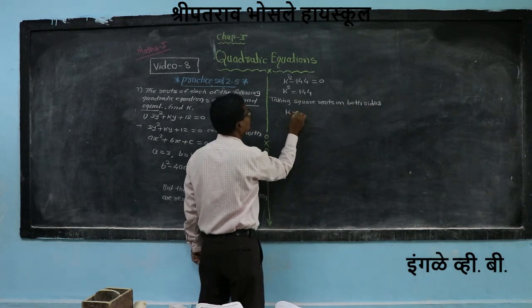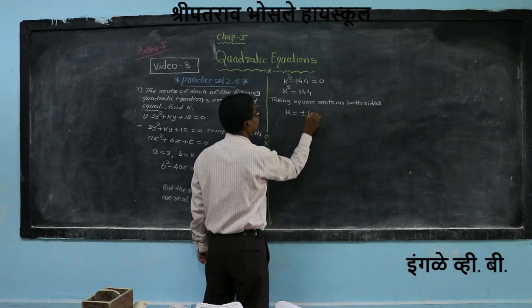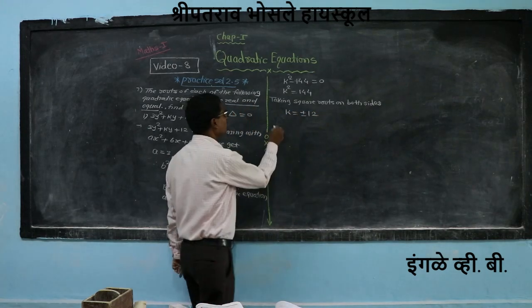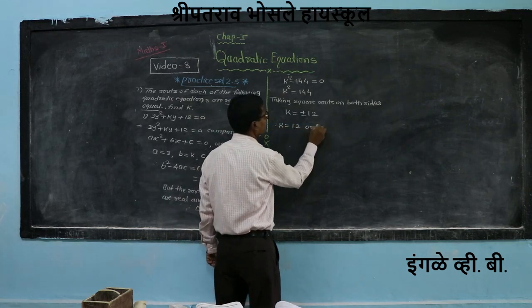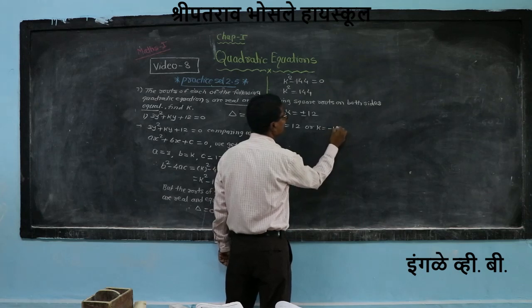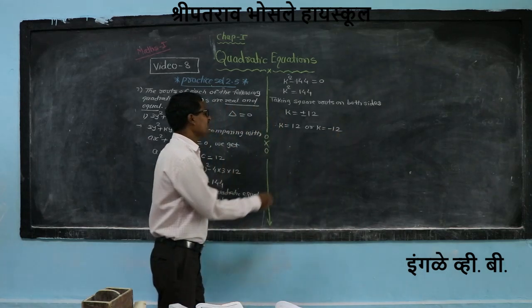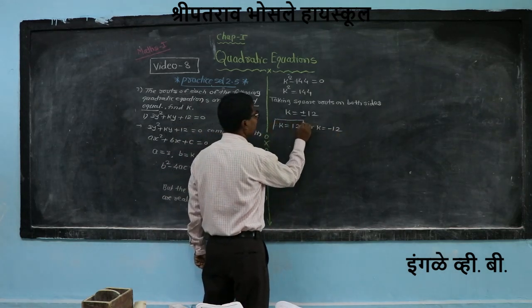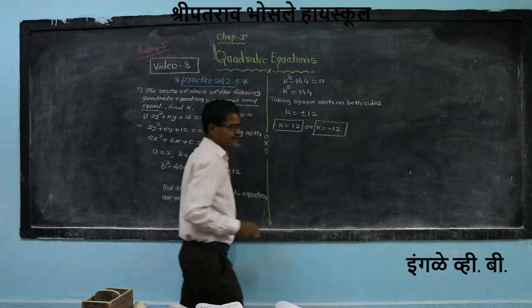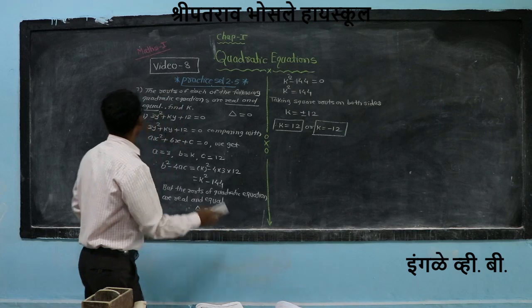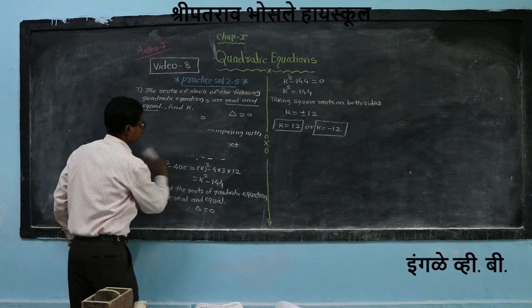Therefore, k is equal to plus minus 12. Therefore, k is equal to 12 or k is equal to minus 12. These are the values of the variable k. K is equal to 12 and k is equal to minus 12. Now, the second example.